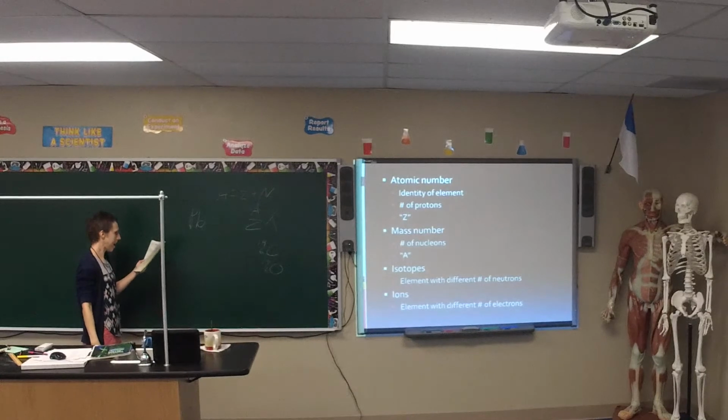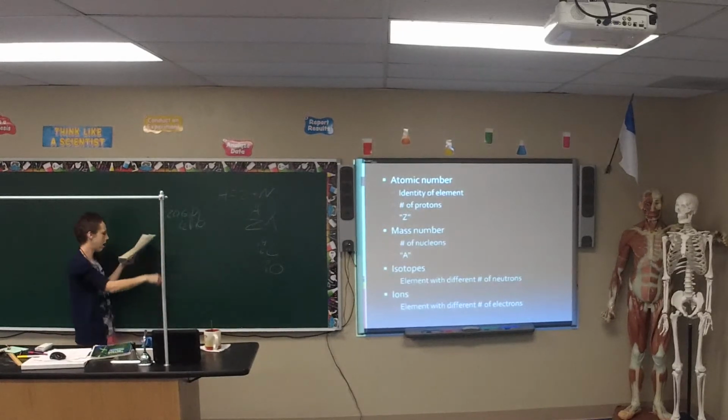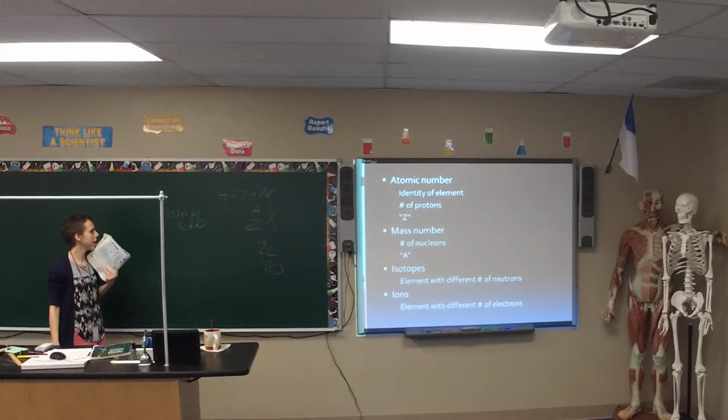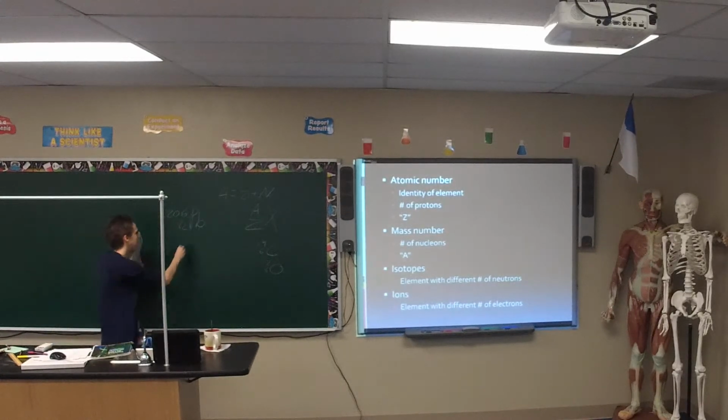So lead has 82 protons. Now let's say it has a mass number of 206. If it has 82 protons and a 206 mass number, how many neutrons does it have? You're going to do math really quick. Not 104. Not 130. 134, sorry. Not 134. You're close. 124. So 124 is the number of neutrons.